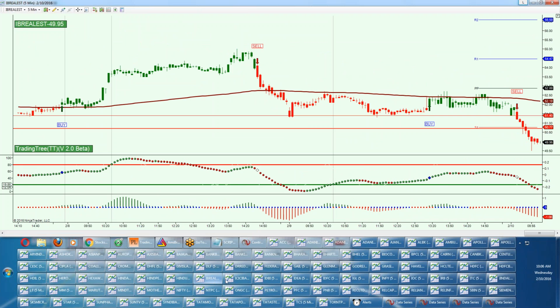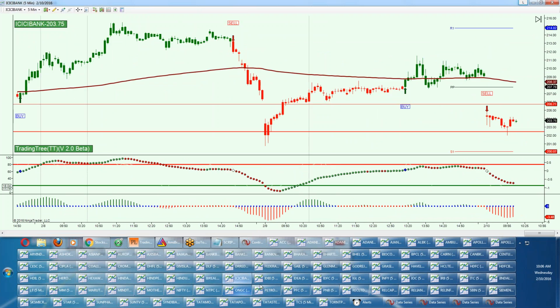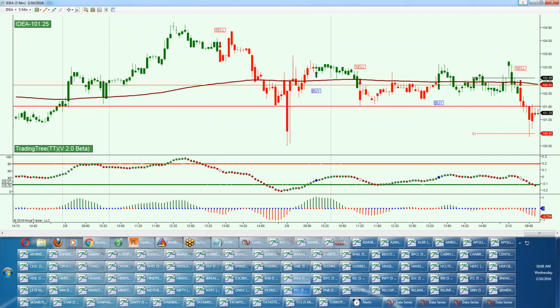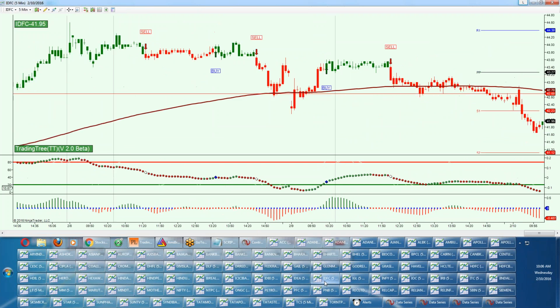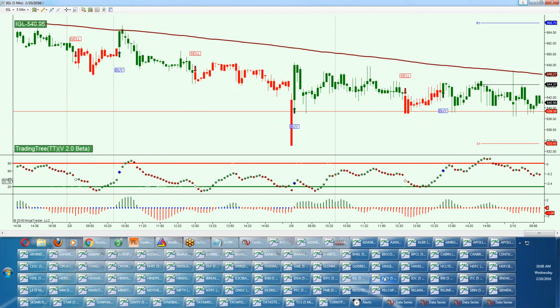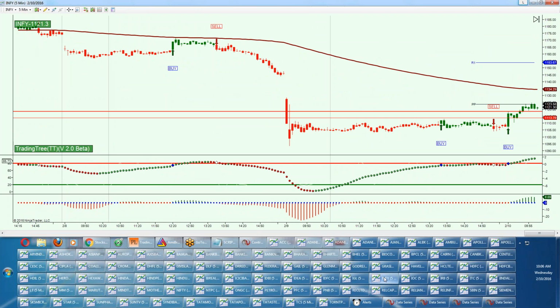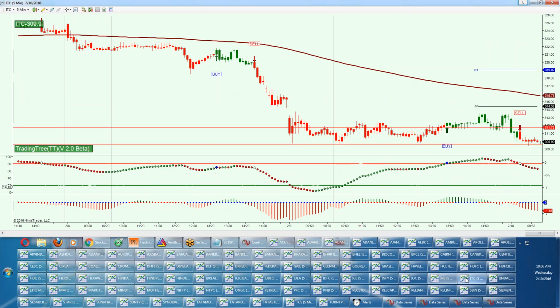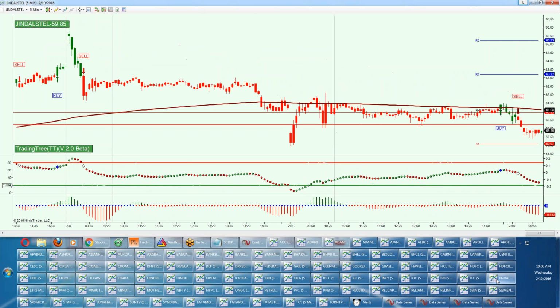So that's IB Real Estate, and that's in profit. ICICI Bank has made the entry. So let me show you some trades which we have entered. Idea has already done its profit. That is your S1. Infy has already done its first level of profit. That is your PP. IOC is in profit. It's IRB. ITC has made the entry. Jindal Steel is in profit.